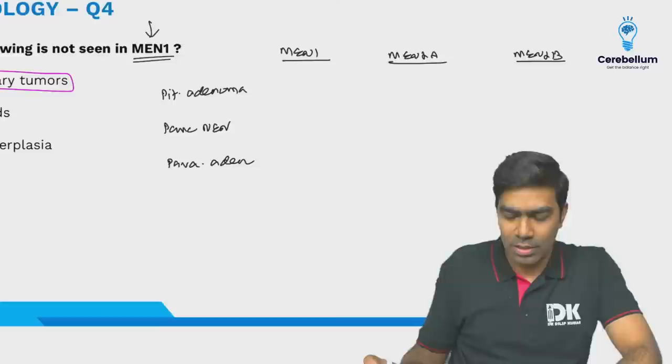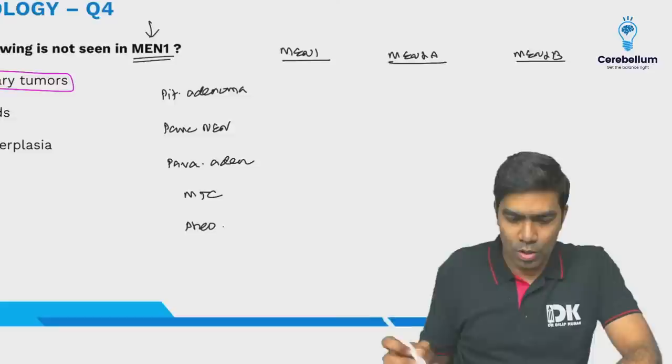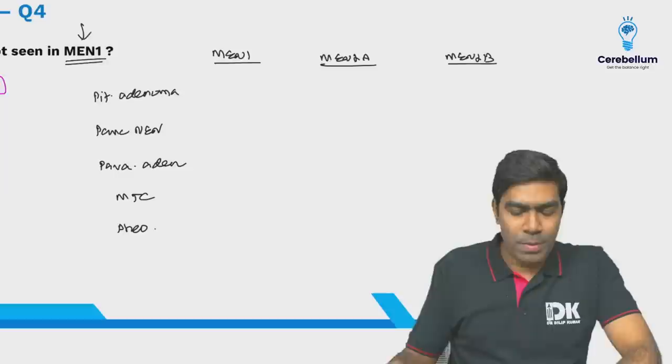That's going to cause hyperparathyroidism. And the fourth one is medullary thyroid cancer. And the fifth one is pheochromocytoma. Okay, that's it.